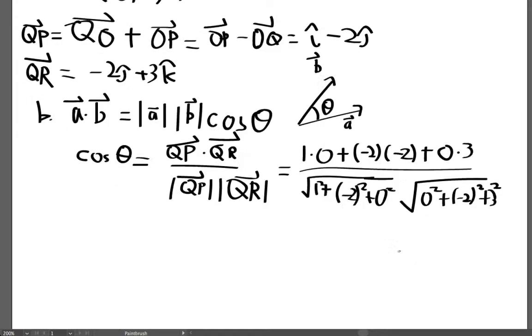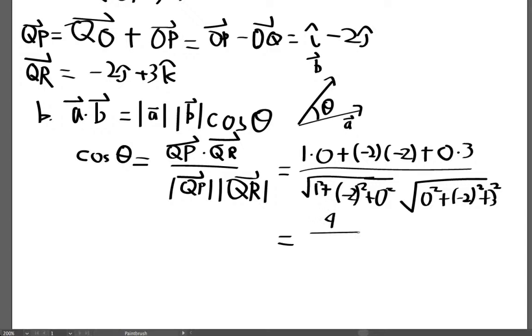Okay, so we just need to evaluate this. So yeah, 1 times 0, that's 0. Negative 2 times negative 2, that's 4. And then 0 times 3, that's 0. So yeah, the answer is 4 when you just sum them all up. So the top side here is 4.